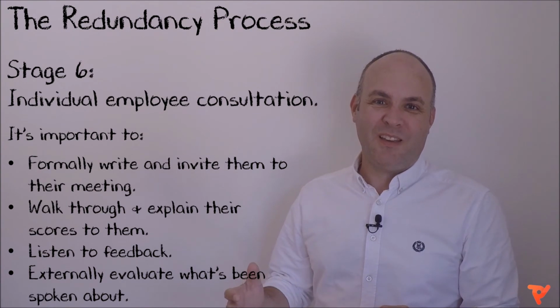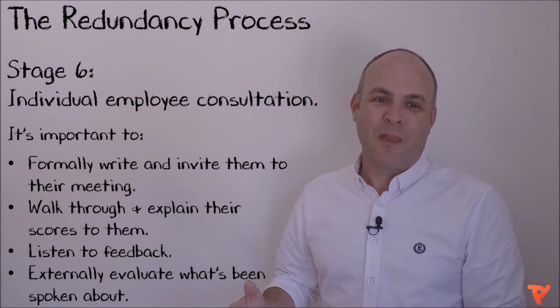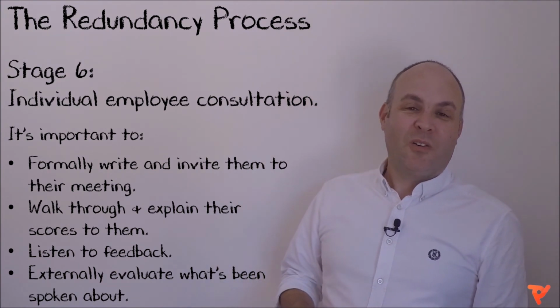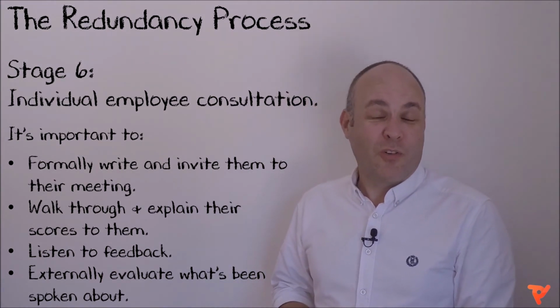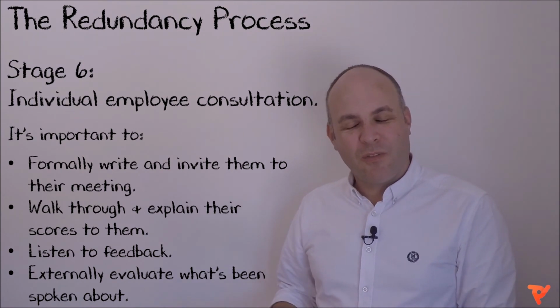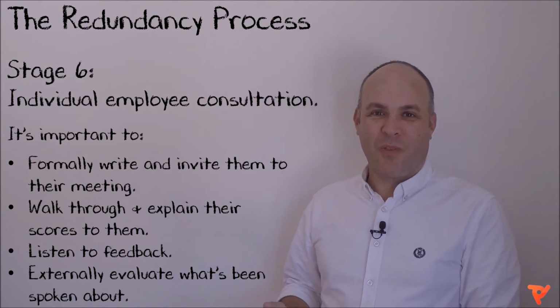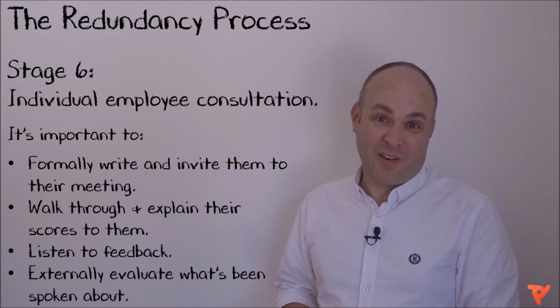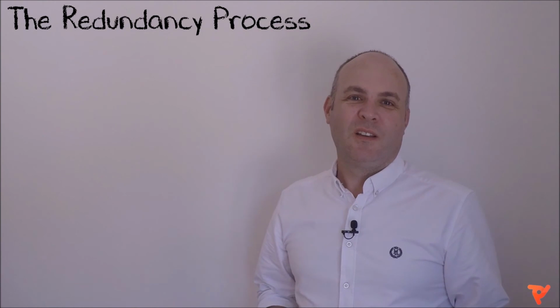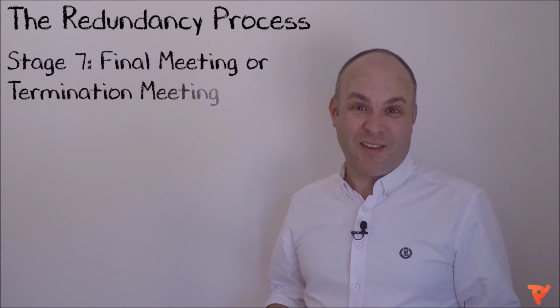At the end of the meeting, you then need to write again. Provide them with a summary of the meeting is what I always do. You need to look at the representations or disagreements they may have had to your scoring, as well as any alternative employment you might be able to offer them within the business before you make a decision on the redundancy. Stage 7, your dismissal or decision meeting.